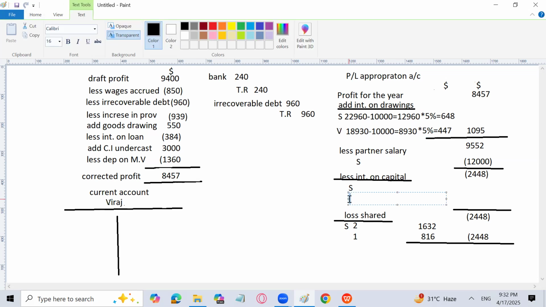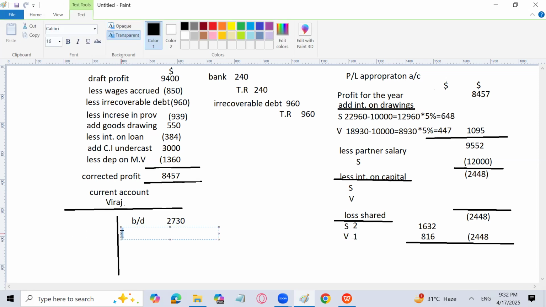Here interest on capital is not given, but I will just write it down because normally it is an important part. So the Viraj current account is 2730 credit. So this positive current account brought down 2730. Okay, here comes the share of profit. Here comes the interest on capital.